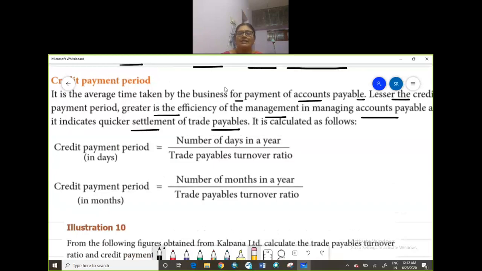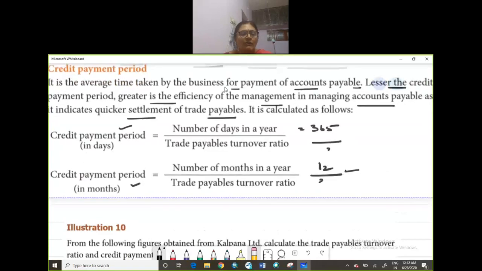If it is in days, use 365 days; if it is in months, use 12 months, because the number of months in a year is 12. So the credit payment period is the number of days in a year, 365, divided by the trade payable turnover ratio. Whatever ratio you have calculated, you divide into it, and you will get your credit payment period: within how many months or how many days you are able to pay the credit. Whatever you have purchased from your suppliers, you'll have to pay them, isn't it?